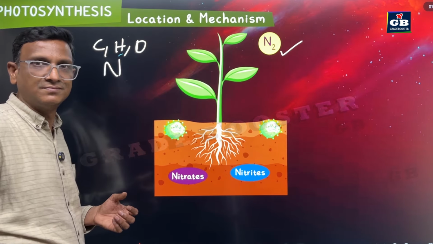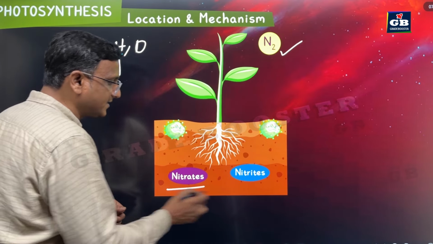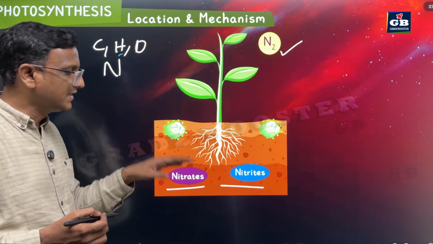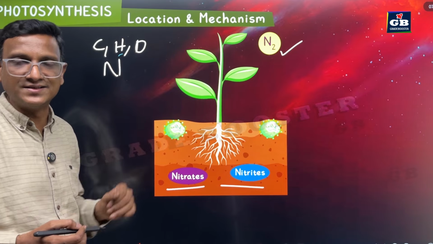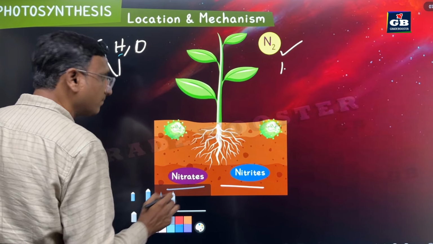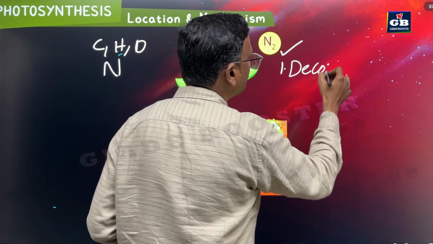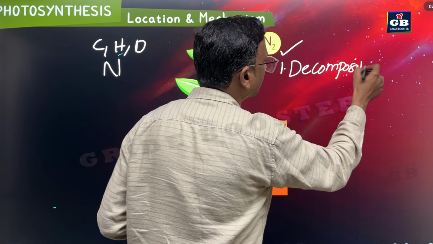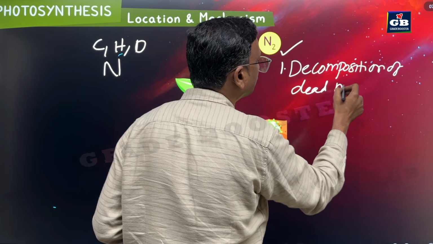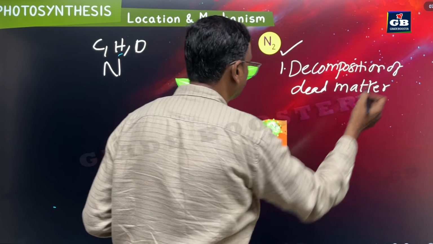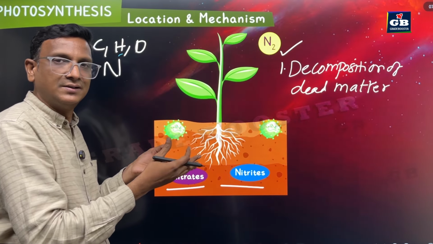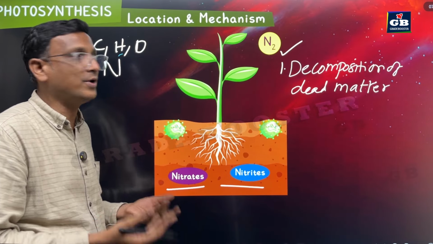Plants get the nitrogen from the soil in the form of nitrates and nitrites. How are these nitrates and nitrites formed? They are formed in 2 ways. One, by decomposition of dead and decaying matter. Some organisms die in the soil. Due to decomposition, they become some nitrogenous products, like ammonia is produced.